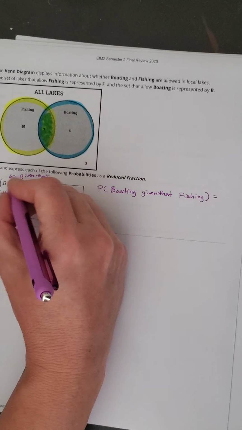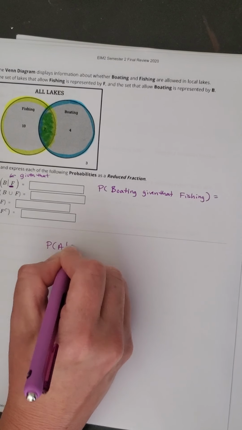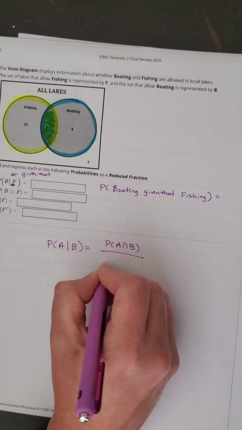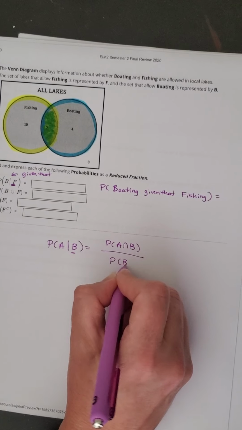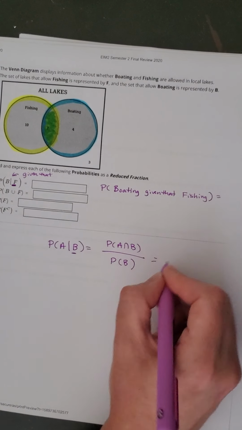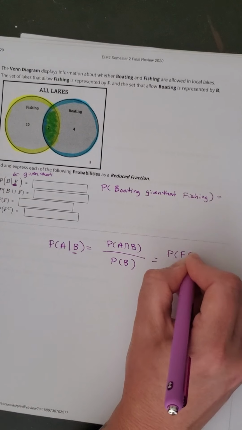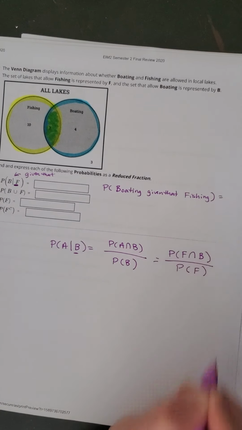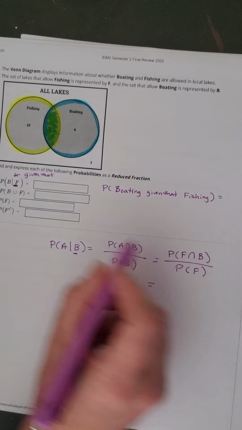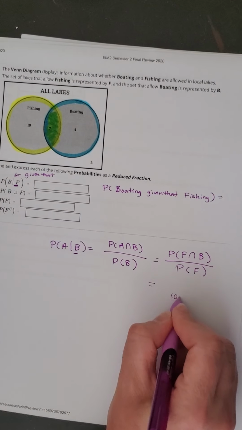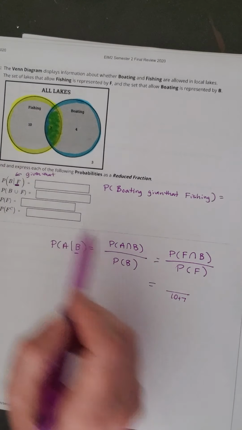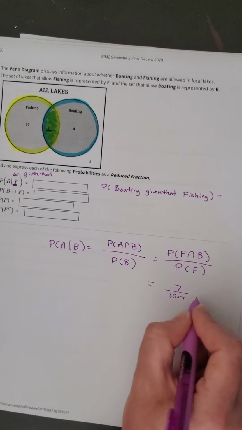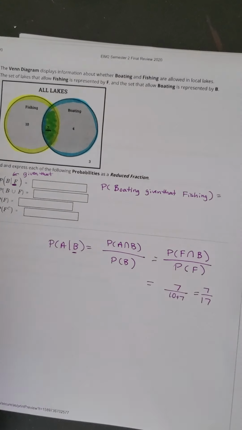The formula for this, the probability of A given B is equal to their overlap, right, their intersection, out of this one, B. So in our case, it would be the probability of fishing and boating out of the probability of fishing. So out of the fishing lakes, which is out of 10 plus 7, what is the probability that they allow fishing and boating? Fishing and boating would be 7 out of 17. Done.